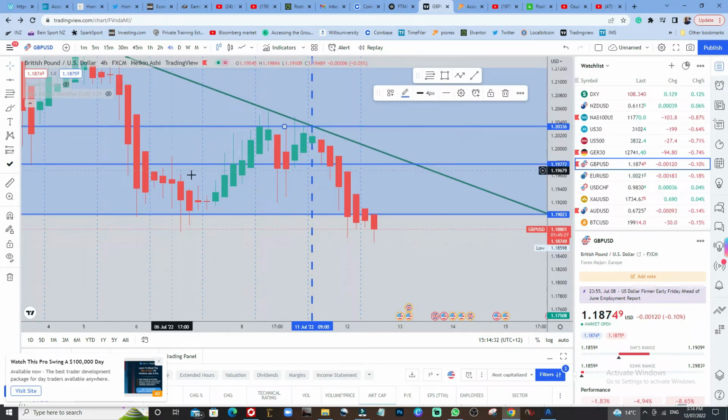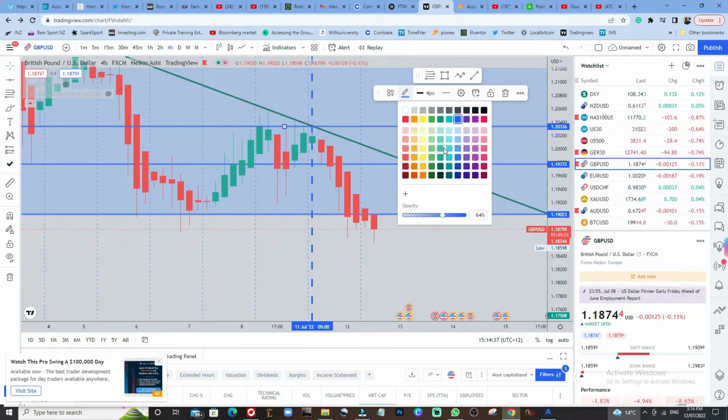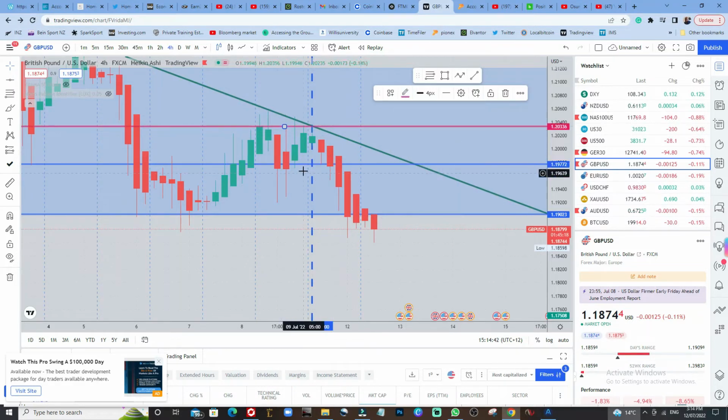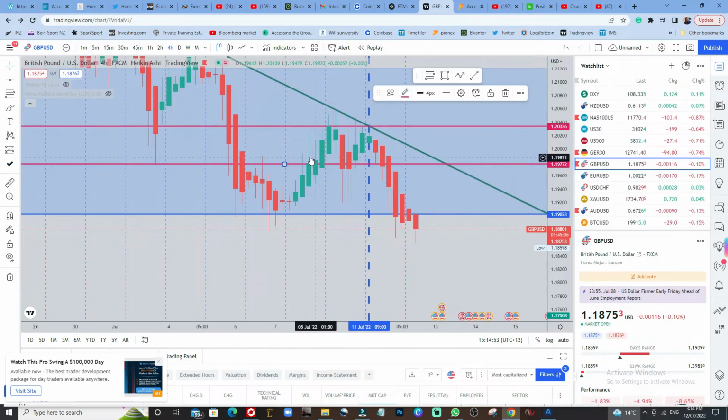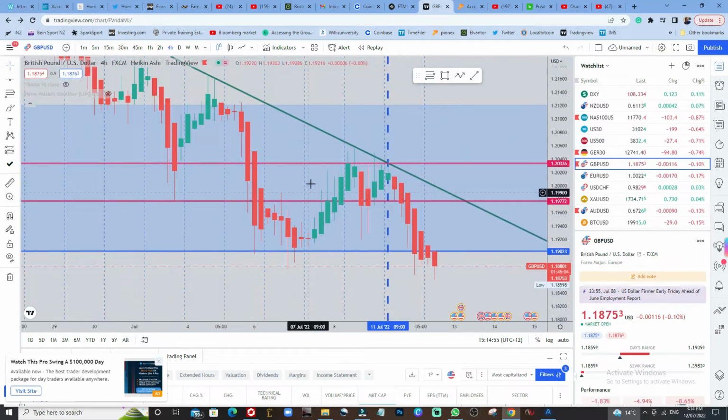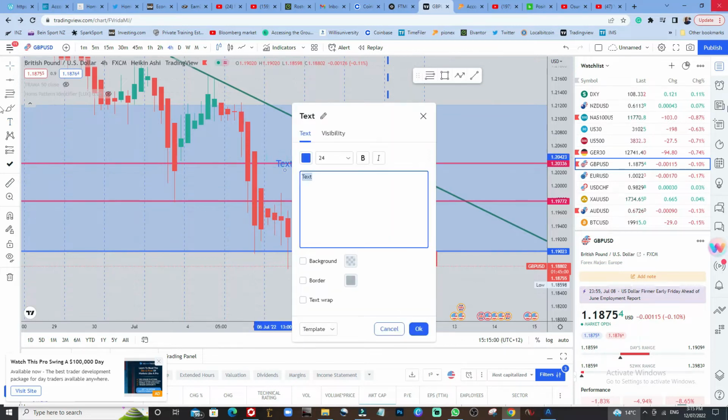Now we want to distinguish the color, so we'll change it to, let's say, pink. So then we identify them and say, okay, this is the high of the week. The line on top is the high of the week.